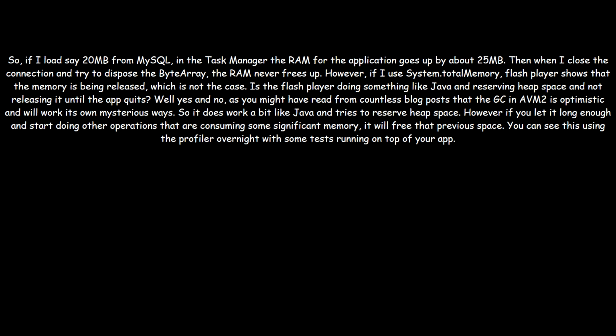As you might have read from countless blog posts, the GC in AVM2 is optimistic and will work in its own mysterious ways. So it does work a bit like Java and tries to reserve heap space. However, if you let it run long enough and start doing other operations that are consuming some significant memory, it will free that previous space. You can see this using the profiler overnight with some tests running on top of your app.